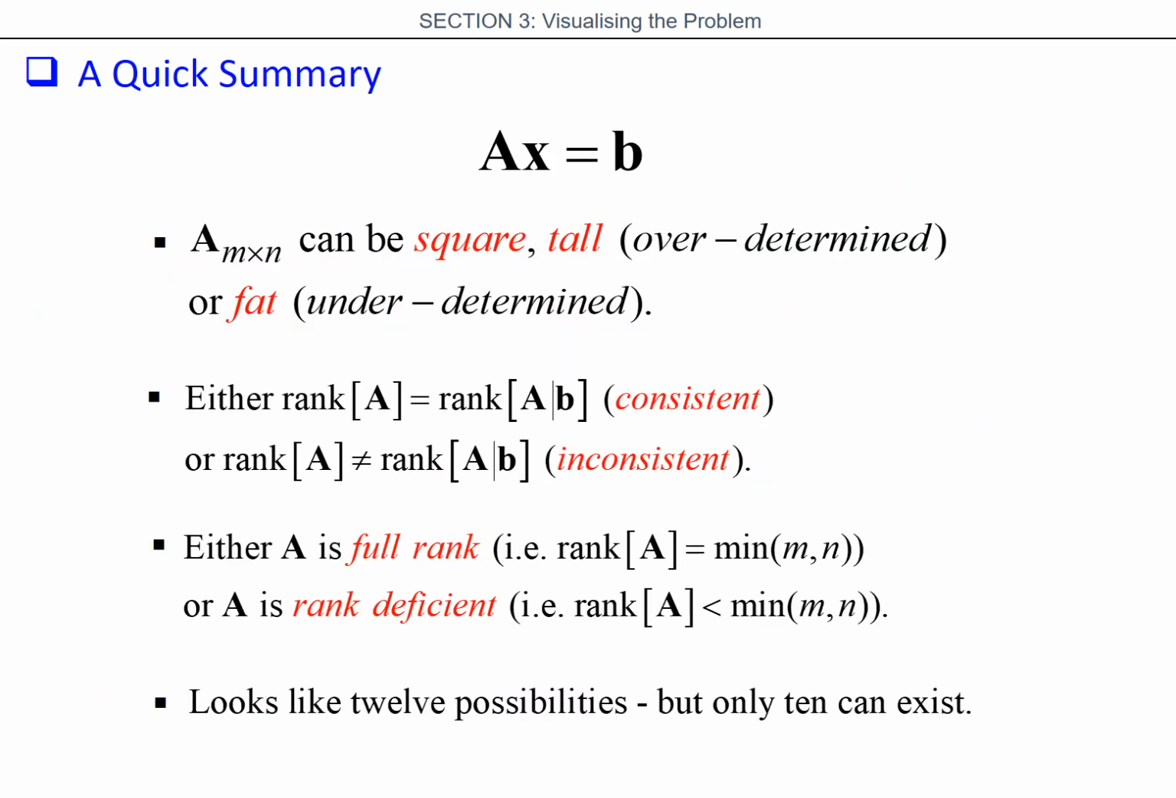So continuing with this summary, for Ax equals b, the matrix A can either be square, tall or fat. The set of equations can be consistent or inconsistent. And the matrix A can be full rank or rank deficient. So that's 2 times 2 times 3, which gives you 12 possibilities. But in fact, only 10 can exist, as we're now going to see.